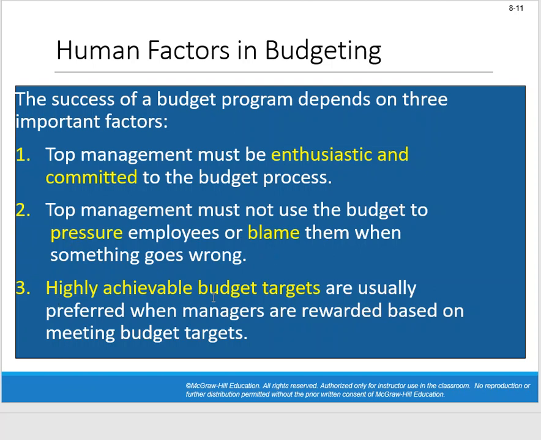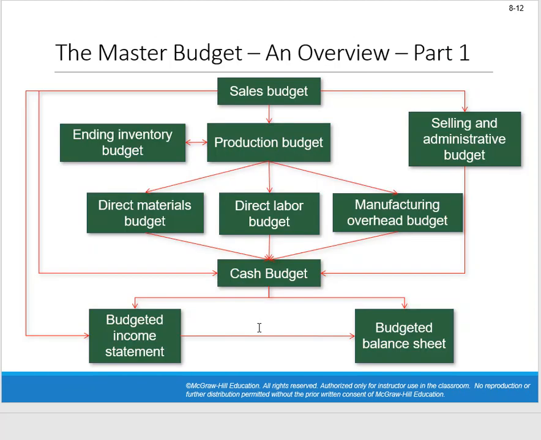Number three, highly achievable budget targets are usually preferred when managers are rewarded based on meeting budget targets. Well, yeah, that's where we talked about budgetary slack. So if we're going to reward our managers based on meeting their budget targets, those targets need to be a little bit challenging. We want them to be motivated, but not completely discouraged that it's unachievable. So we need to find that happy middle ground where we're feeling challenged, but not impossible.